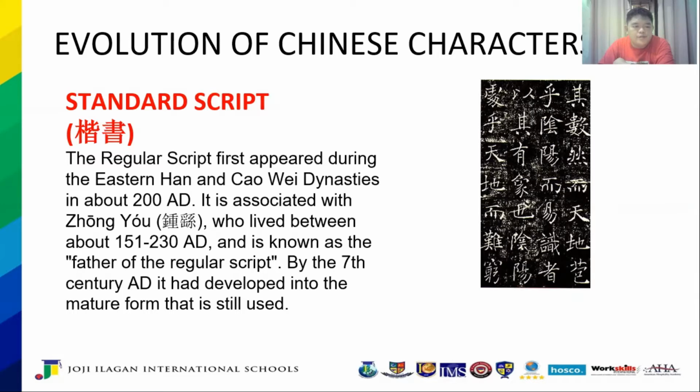So the regular script is used during the Eastern Han dynasty around 200 AD. And the known person who invented the standard script is Zhongyou. That's how you pronounce it, Zhongyou. He is the father of the regular script, and by the 7th century, it had become the dominant form of writing of Mandarin, Chinese, and other Chinese languages.